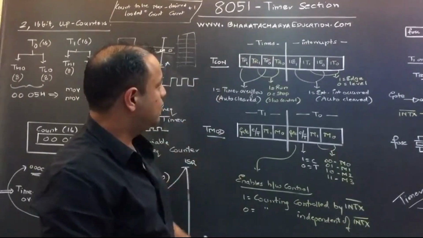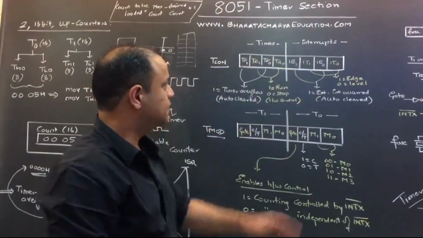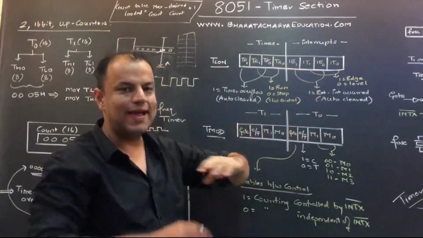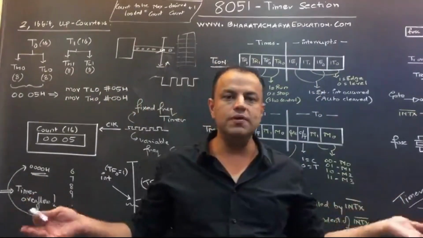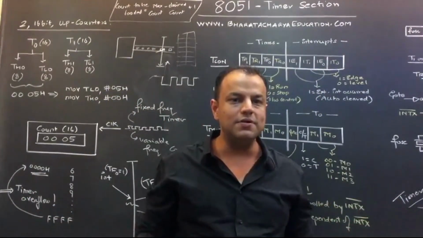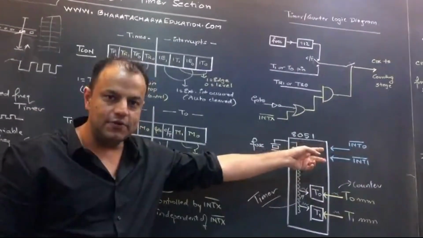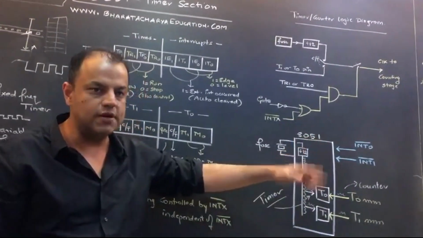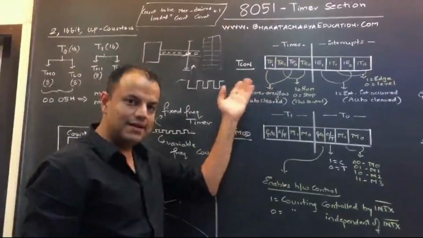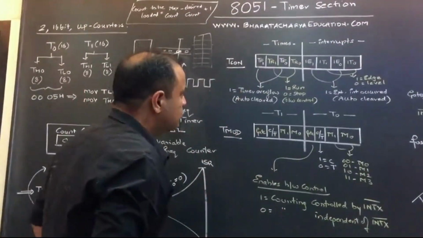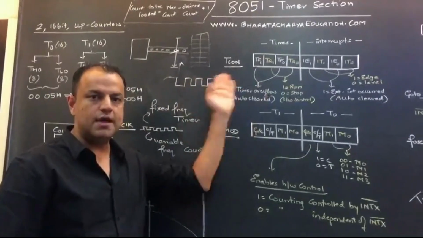Now, TCON is an 8-bit register. The lower 4 bits have nothing to do with this whole topic. They are not related to timers. They are related to the external interrupts, INT0 and INT1. But since they are there in the register, you need to explain them. So first, let me explain what is related to timers, then I'll come to that. Don't worry.